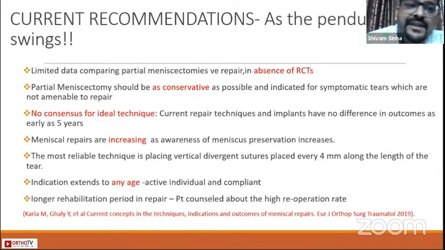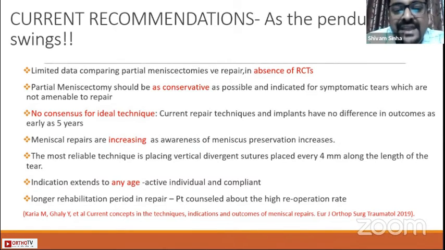So the current recommendations, as the pendulum swings, are from the latest systematic review on meniscectomy versus repair in 2019, published in EJOST: there is limited data comparing these two techniques because of absence of RCTs. Partial meniscectomy can be done wherever the repair is contraindicated and the tear is symptomatic. There is no consensus for an ideal technique. You can use either of the techniques on any of the implants, but there is no difference in the outcome as early as 5 years. The learning curve is rising, so meniscal repairs are rising because awareness for meniscal preservation is increasing. Focus is to save as much as possible.